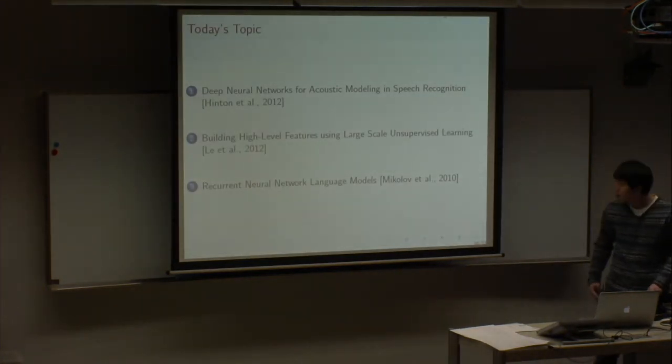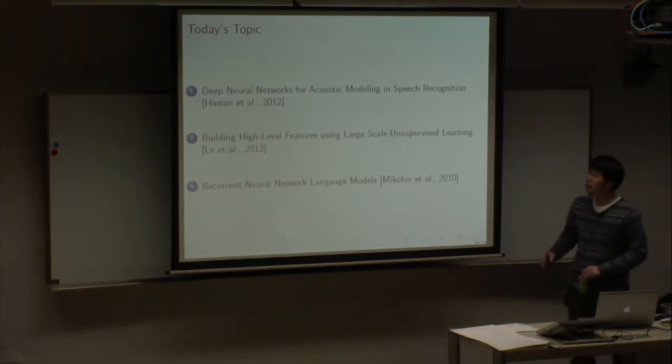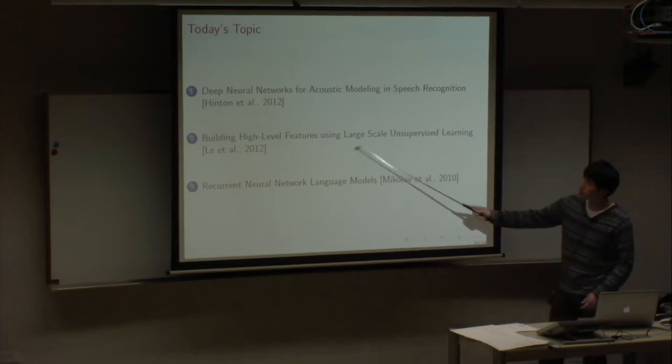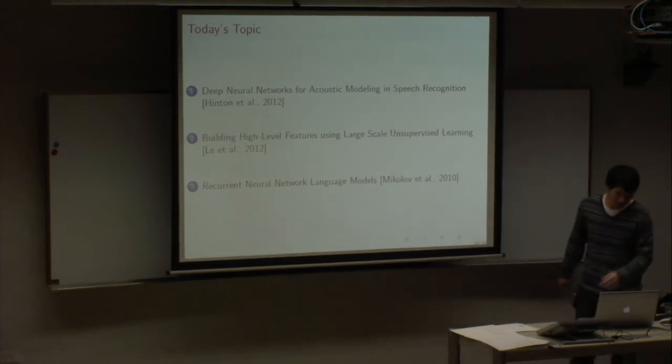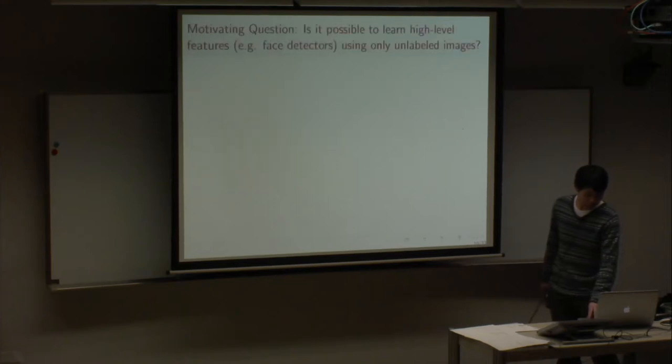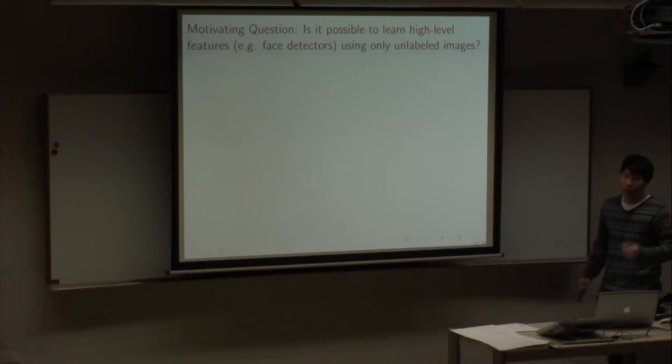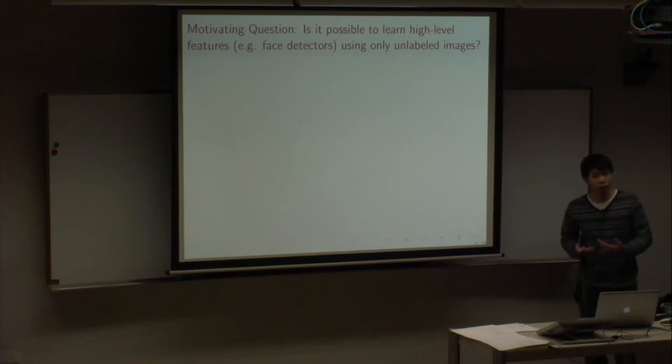So about applications, last time we talked about neural networks for speech. This time we'll start by talking about neural networks for computer vision. Okay. So following this paper by Quoc Le et al. The motivating question that this group, the Stanford Google group had was, is it possible to learn very high level features such as face detectors from unlabeled data? And this goes back to our original motivation of deep learning. Is it possible to learn these very high-level features?